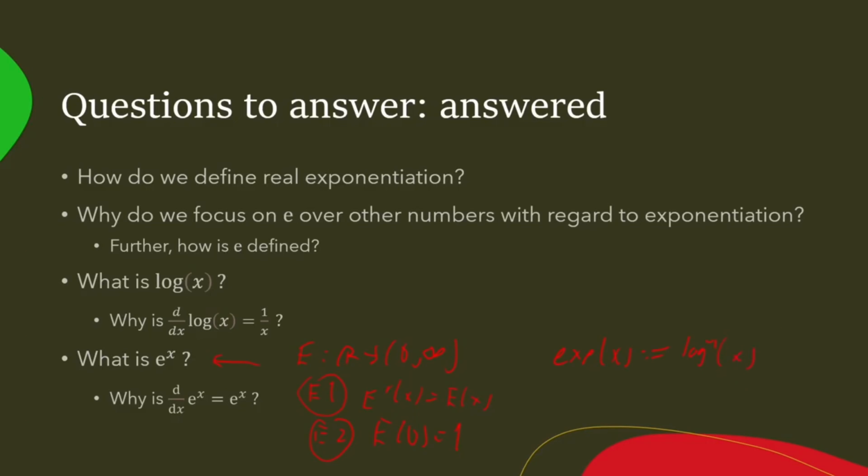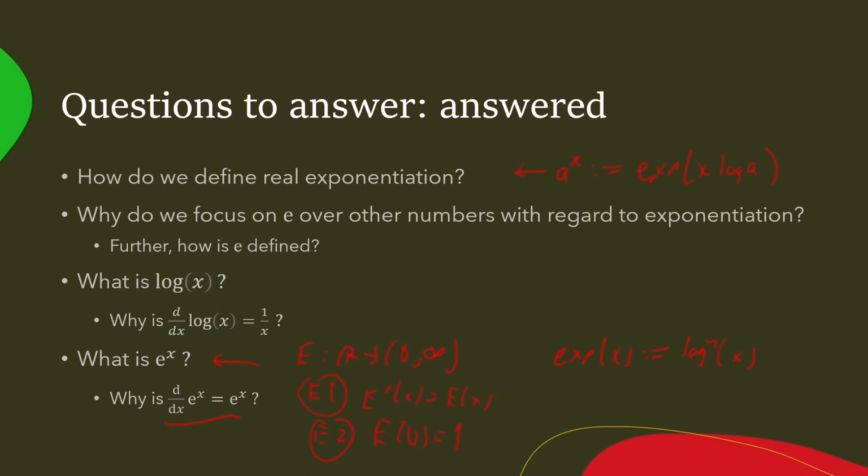Now this function, we saw amongst other things, satisfied this property of the derivative being itself, and again we'll address why we're calling it e to the power x in just a moment. But going up to this top question here, how do we define real exponentiation? Well, we were able to do this in terms of the exponential function. We said that a number a to a real power x was by definition the exponential function of the exponent x times log of the base a. And so this was what it meant to do real exponentiation.